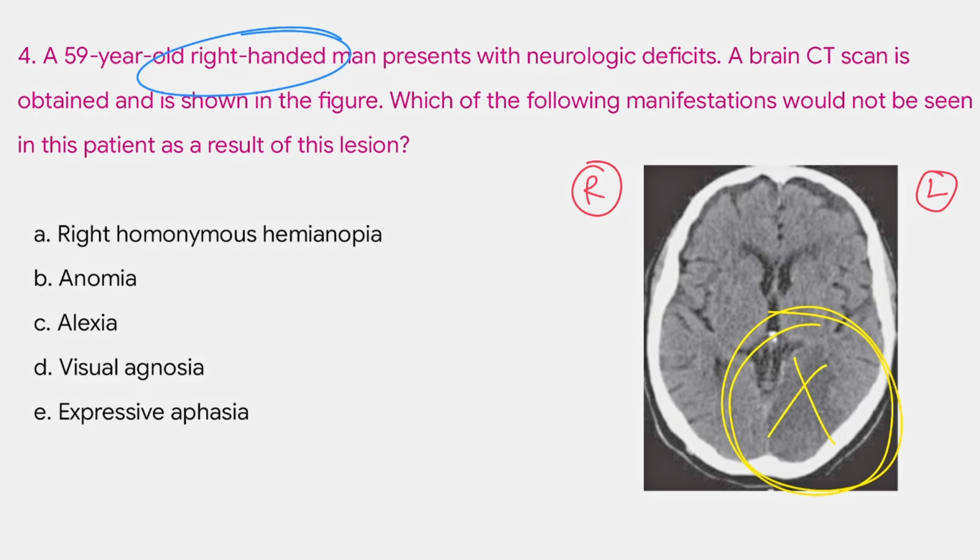So let's eliminate the options. Left-sided, this is the occipital lobe. Sorry, I think I said parietal lobe, but this is the occipital lobe lesion. Left-sided occipital lobe, can it give rise to right homonymous hemianopia? Yes, it can. Can it give rise to anomia? Yes, if the visual association area is affected there, the patient can have anomia.